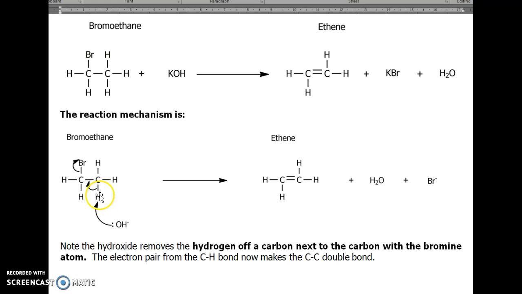As that bond is formed between the oxygen and the hydrogen, the carbon-hydrogen bond breaks and that electron pair gets turned into a carbon-carbon double bond. As that occurs, the carbon-bromine bond breaks and we form a bromide ion. Okay. So it's quite a complicated process to have these 3 pairs of electrons moving in exactly the right place at the right time. But that is just the mechanism.